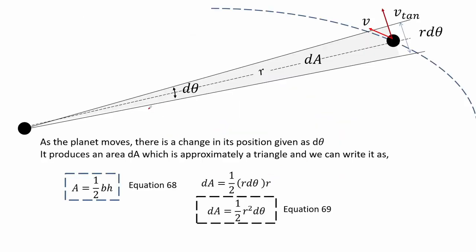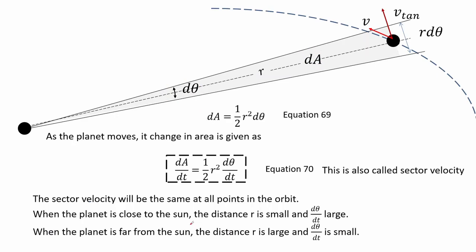As the planet moves, there is a rate of change in its position, which is given by the derivative of theta. So, it produces an area which is approximately shaped like a triangle, so we can use the equation for the area of a triangle shown in equation 68. We then replace the parameters by substituting the base equal to r times the change in theta, and the height h equal to the radius r, as shown in equation 69. As the planet moves, there is a change in area over time, which is given in equation 70, and this is called the sector velocity.